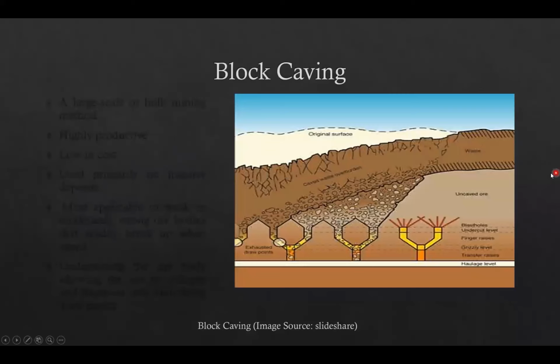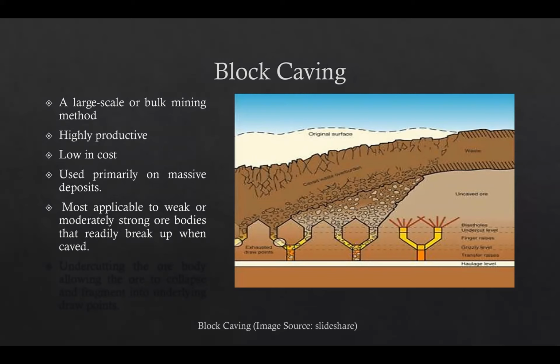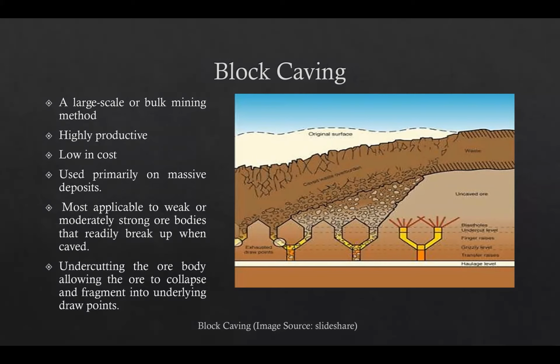The next caving method is block caving, which is a large scale or bulk mining method that is highly productive, low in cost, and used primarily on massive deposits. It is most applicable to weak or moderately strong ore bodies that readily break up when caved. Block caving will involve undercutting the ore body, allowing the ore to collapse and fragment into underlying draw points.